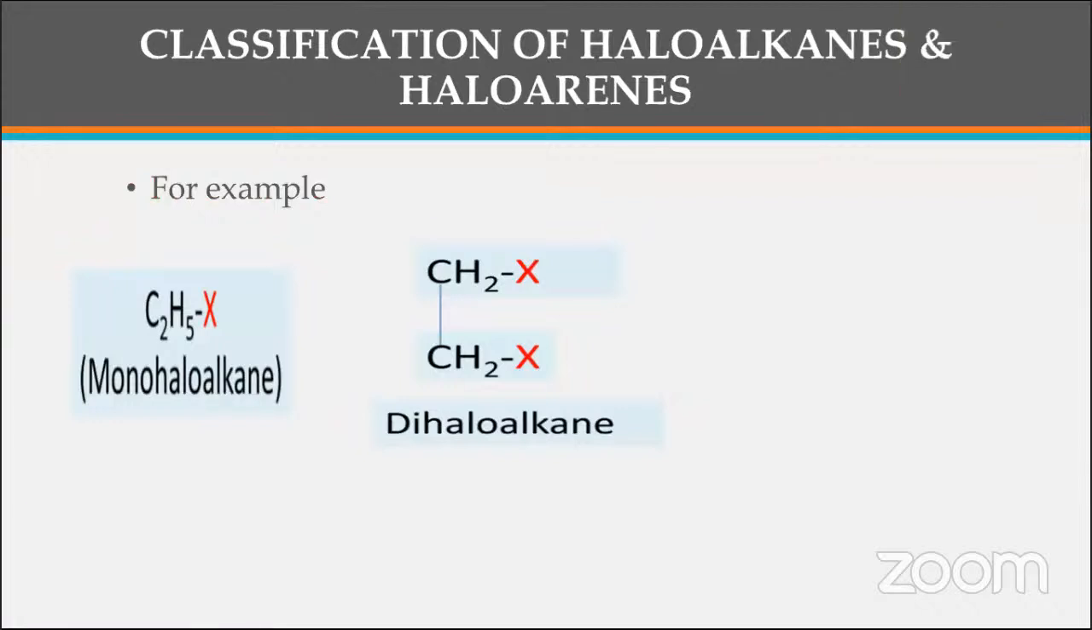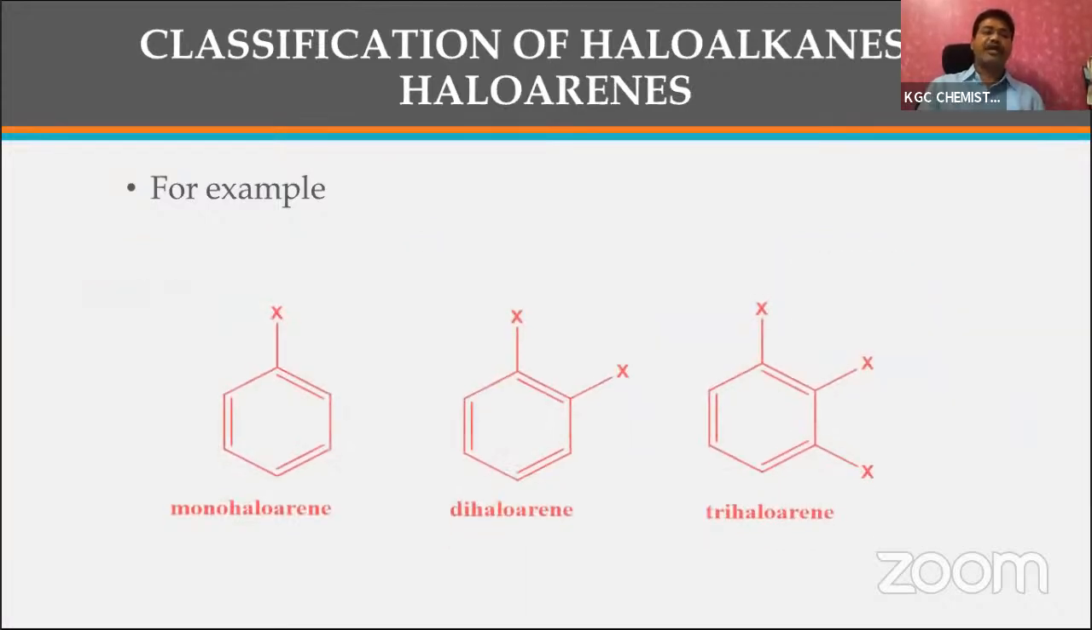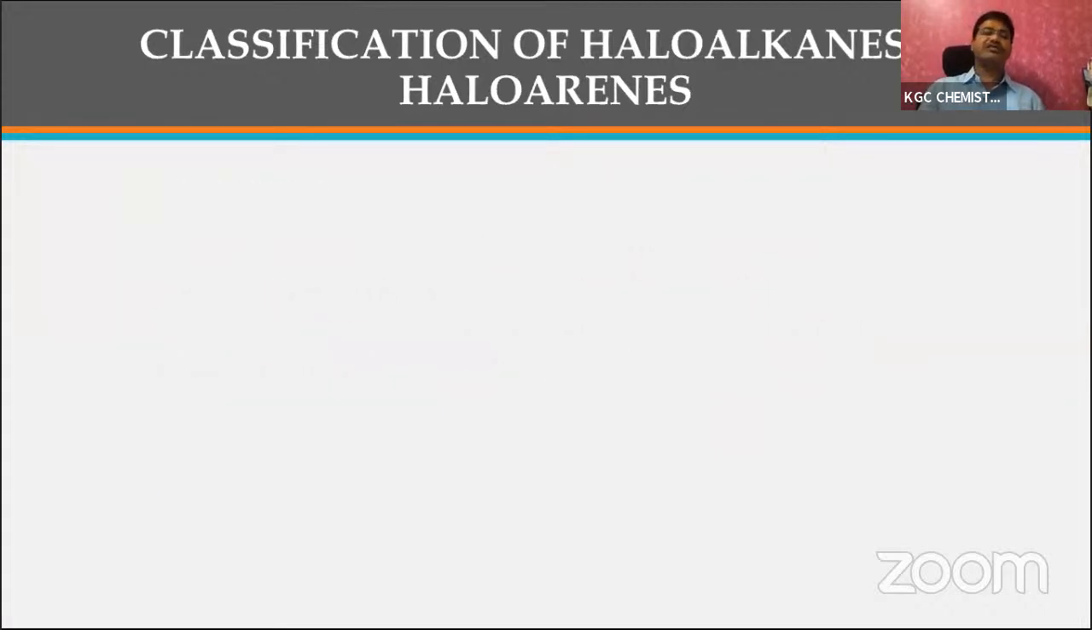Vicinal. It is vicinal dihalide. Next, the other one is trihaloalkane. That is, there are 3 halogens present. And examples: this is monohaloarene, dihaloarene, trihaloarene. In dihaloarenes, the halogens are at the 1, 2 positions; trihalogens are here, if you see the positions 1, 2, 3.